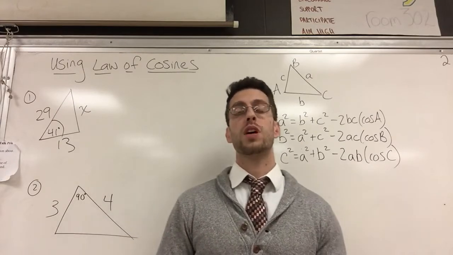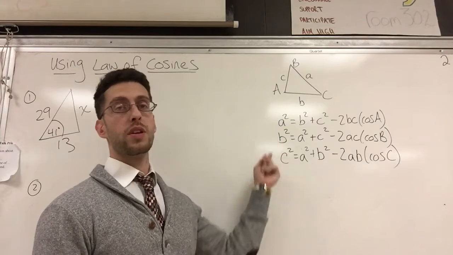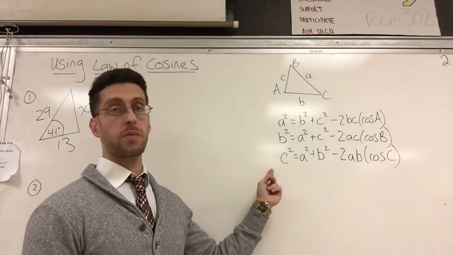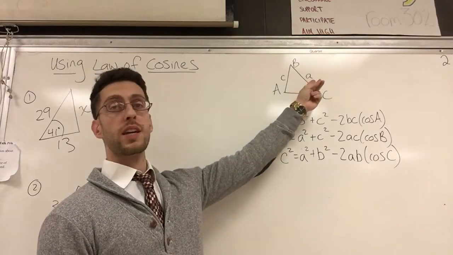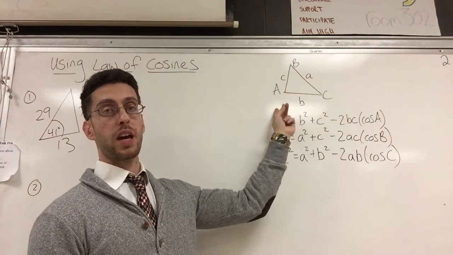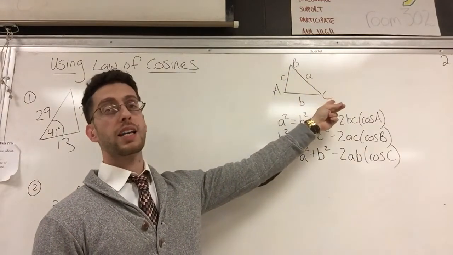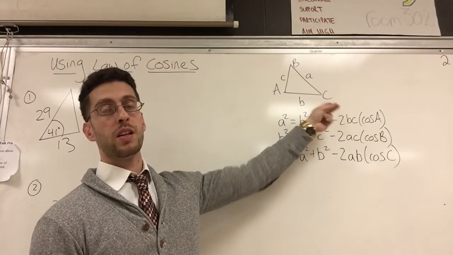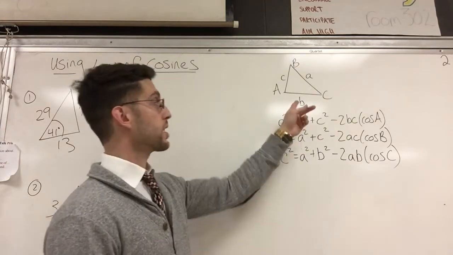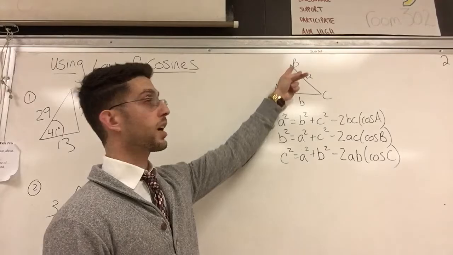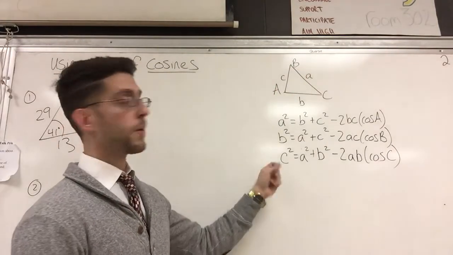So the law of cosines is basically one law, but you learn it three different ways. This is actually all the same formula. So if you look at your diagram, little a is the side opposite big A, the angle. Little b is the side opposite big B, and little c is the side opposite the angle, big C. That's it. It's just telling you where is what. Side, angle, etc.